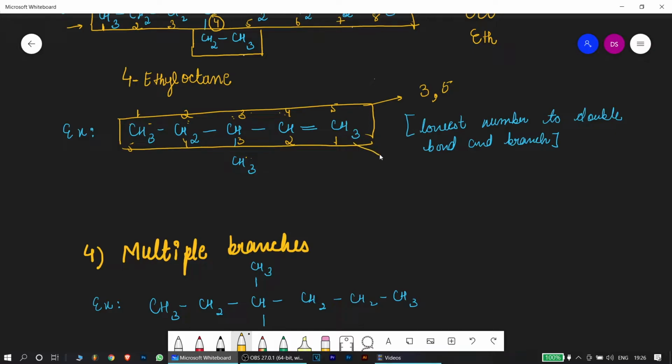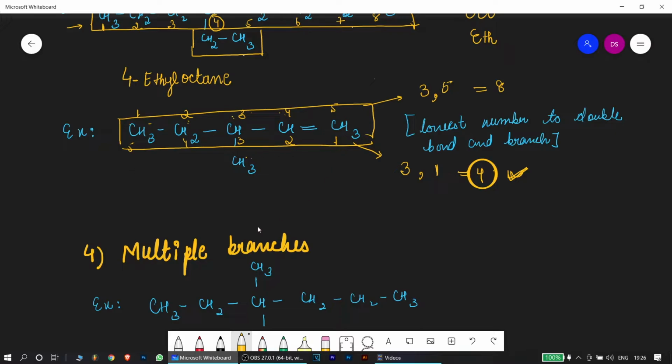Now if we go by the lower number, the branch is still getting number 3, but the double bond is getting number 1. Right? So in this case, what we do is we just add up these numbers. So 3 plus 5 gives 8 and 3 plus 1 gives 4. So clearly 4 is the lower number. So we are going to go with this numbering system, that is the lower one, right?